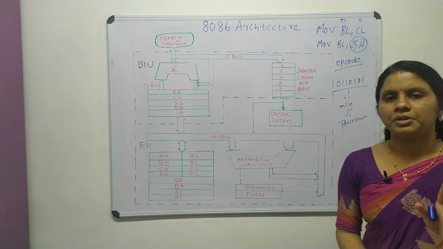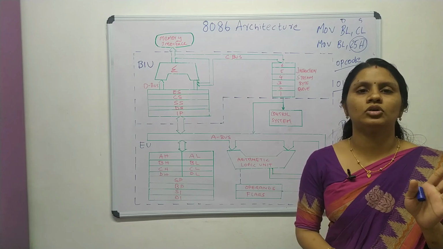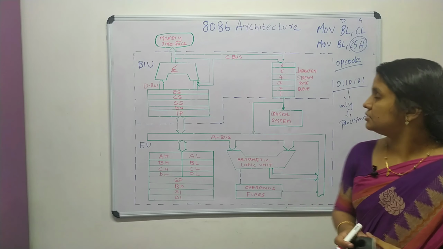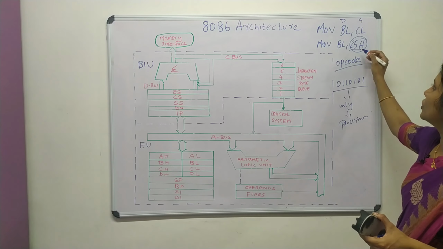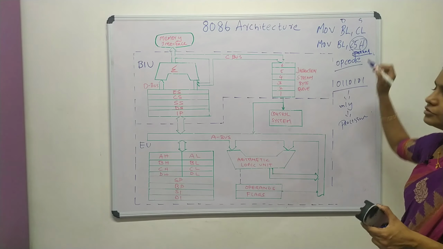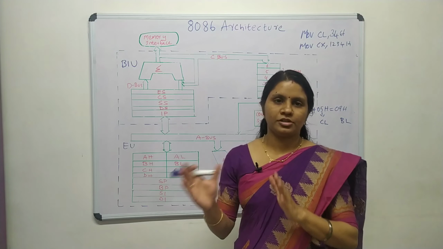So just remember, for every register and instruction, there is a unique opcode. No opcode exists for numbers, and this is called an operand. Fine, so this fetching portion is over.